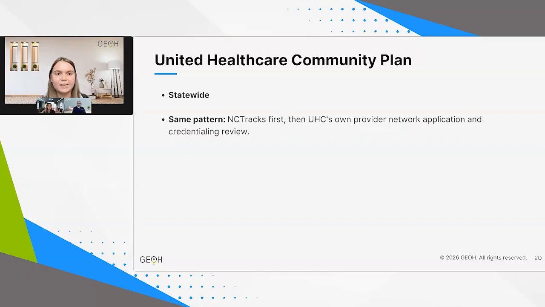And then our last one, United Healthcare Community Plan. Same pattern here. You want to go through NC Tracks first, and then go to UHC's own provider network application, and then get the credentialing reviewed there as well.